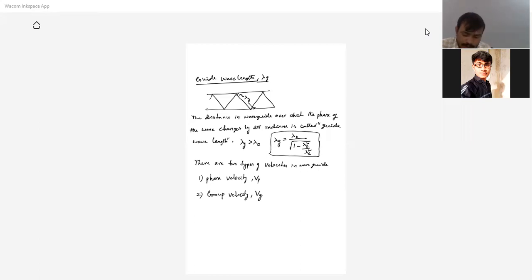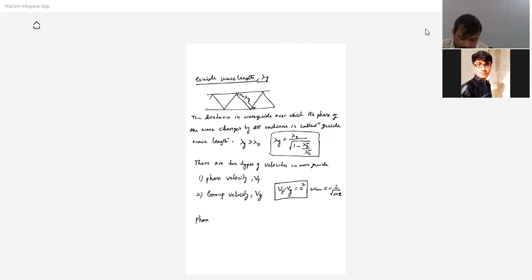Here you have to remember this: Vp into Vg is equal to c square, where c is equal to 1 by root mu into epsilon. So the group velocity into phase velocity is equal to c square. Now we can see one by one.